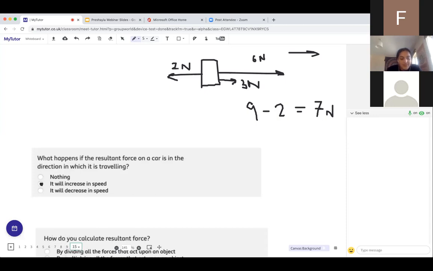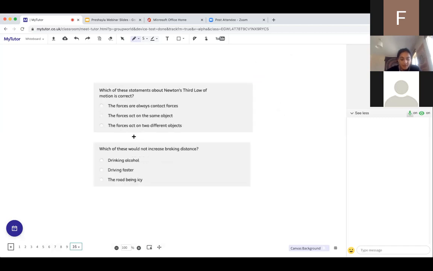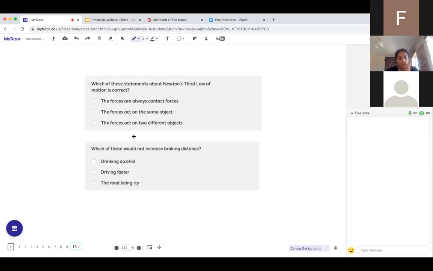Okay, and which of these statements about Newton's third law of motion is correct? The forces are always contact forces, the forces act on the same object, or the forces act on 2 different objects. So the forces are always contact forces. Newton's third law works because 2 objects are in contact with each other.